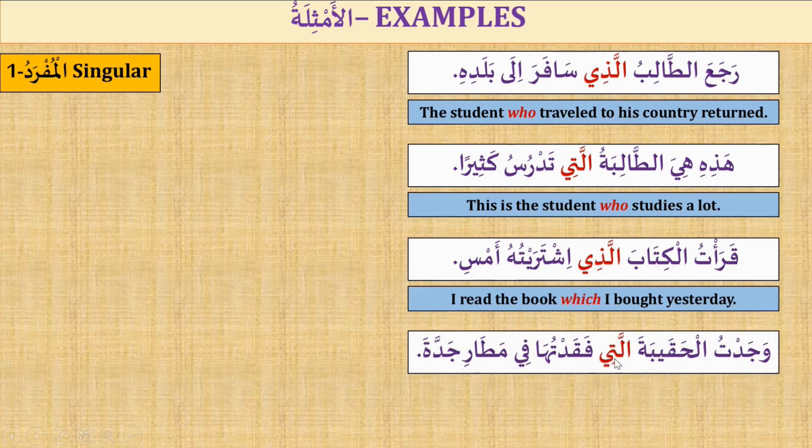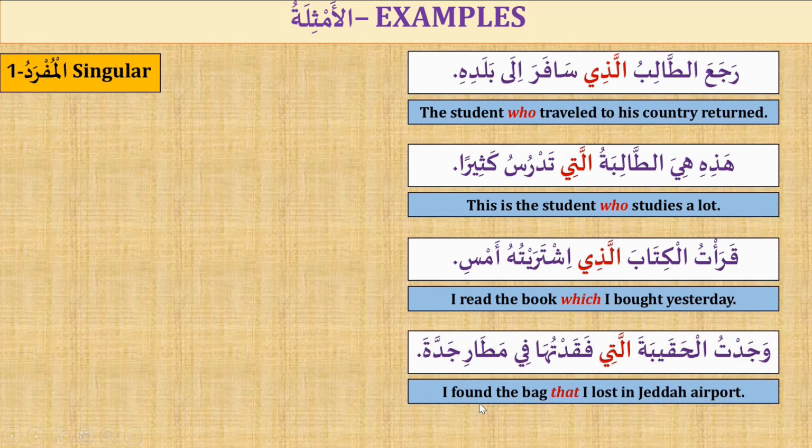وجدت الحقيبة التي فقدتها في مطار جدة. I found the bag that I lost in Jeddah airport. وجدت, I found. الحقيبة, the bag. التي, that or which. فقدتها, I lost it. في مطار جدة, in Jeddah airport.